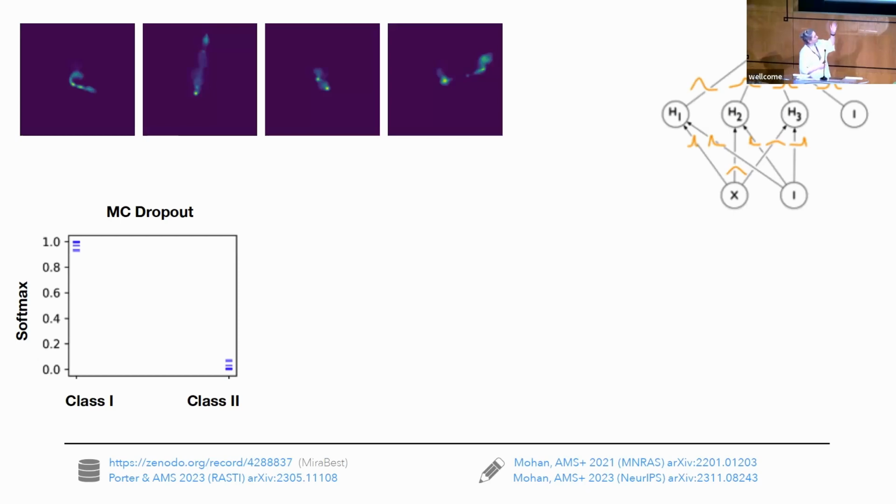And so what I'm showing you here is if we take some radio galaxies as the test radio galaxies and pass them through a trained convolutional neural network that uses MC dropout, and we do 200 passes of one particular galaxy to ask the model, what class is this galaxy? Is it Fanaroff-Riley class 1 or class 2? This is what the distribution of softmax outputs will look like.